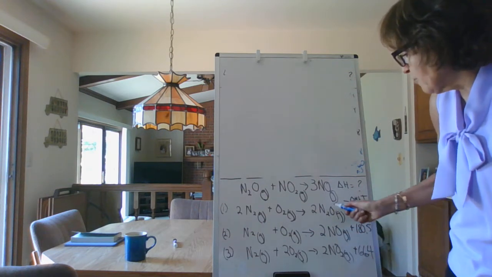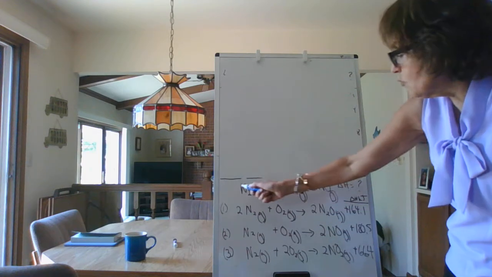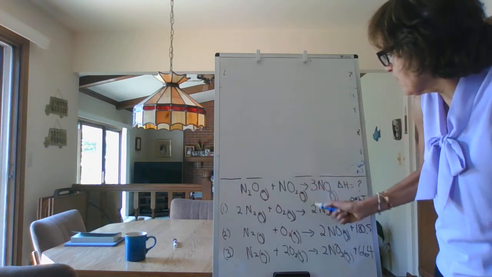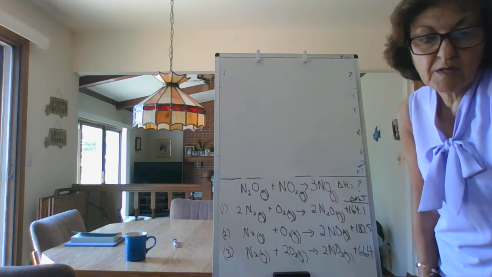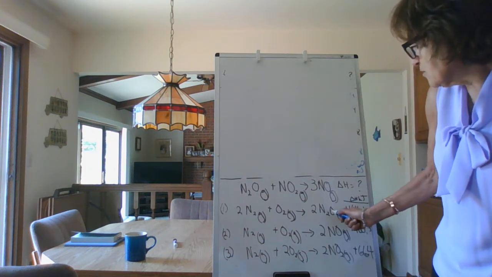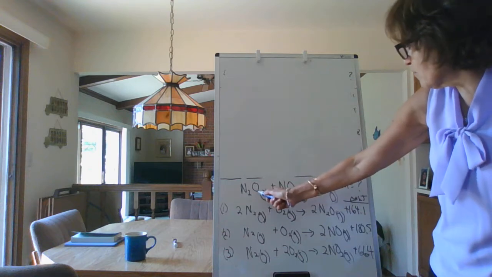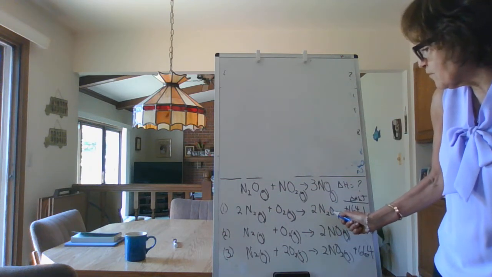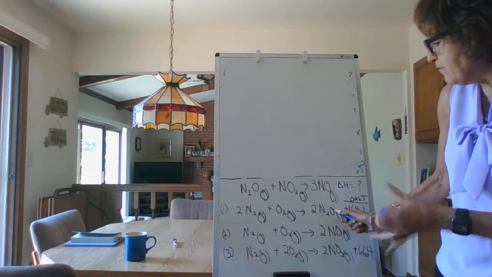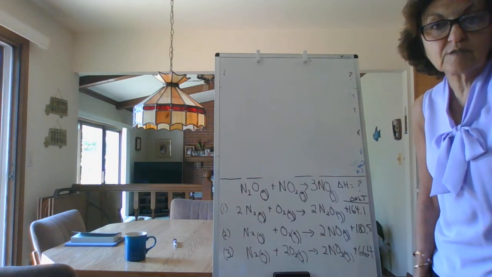Well, I would just focus on these guys and see where they are over here and what coefficient is in front of them. Okay, so N2O, can you see that it's over on the left and you only have one of them? So what am I going to do to this first equation? I'm going to flip it and divide by 2. That's what I'm going to do.